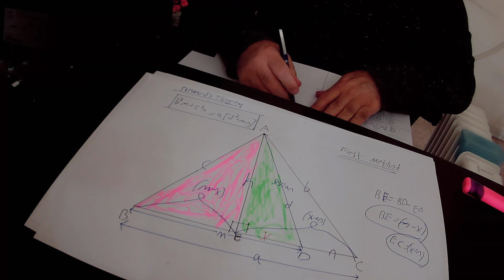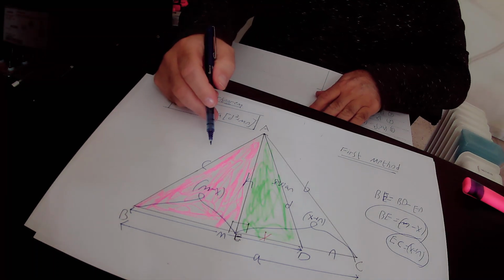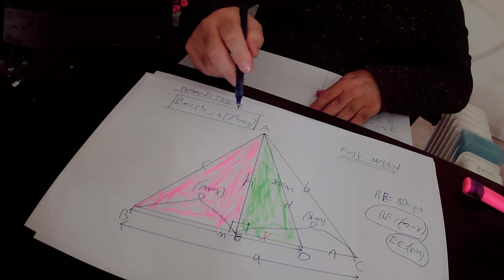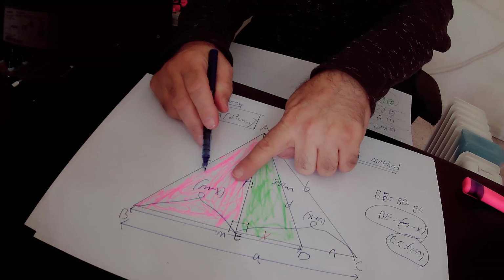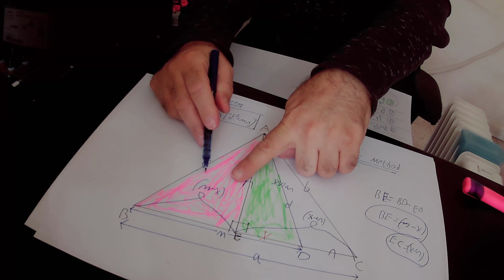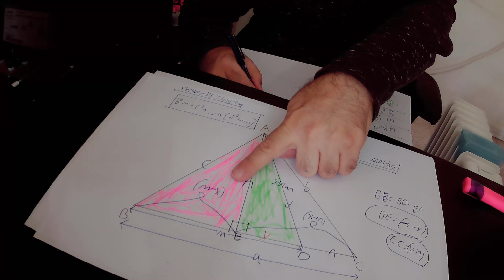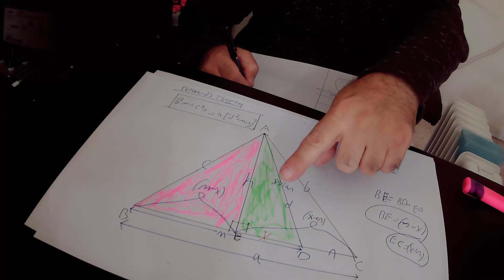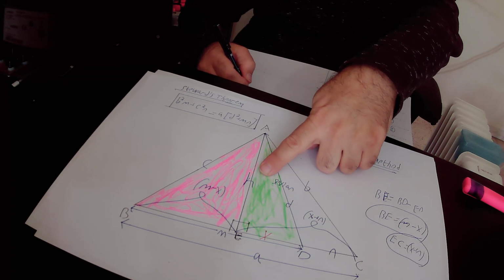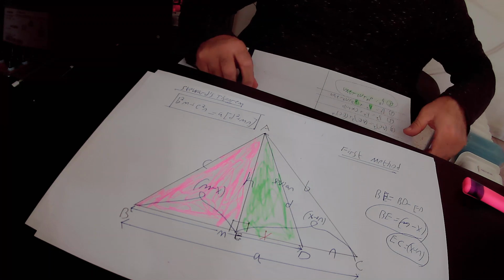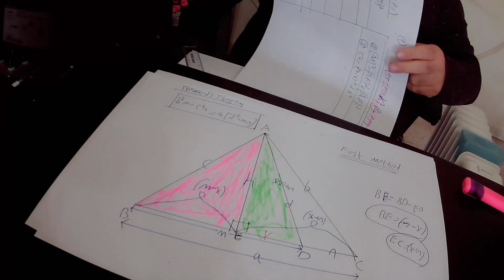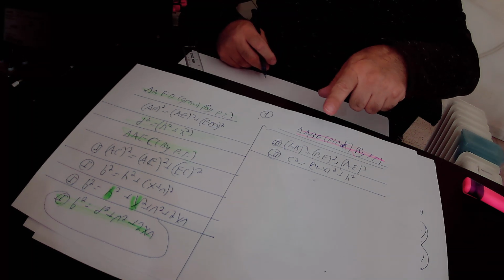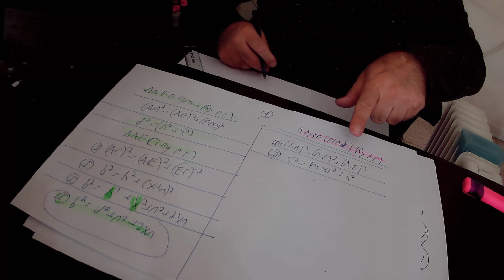AB is C. Therefore AB squared is C squared, and it must be equal to BE squared. BE is m minus x. Therefore BE squared is (m minus x) squared plus AE squared. AE is h, therefore AE squared is h squared. In conclusion, we found out that according to equation number 2, in the pink triangle ABE, C squared equals to (m minus x) squared plus h squared.